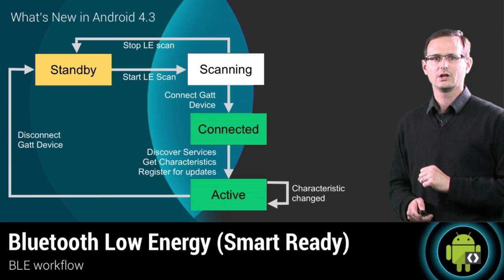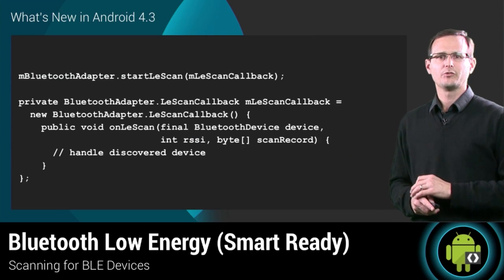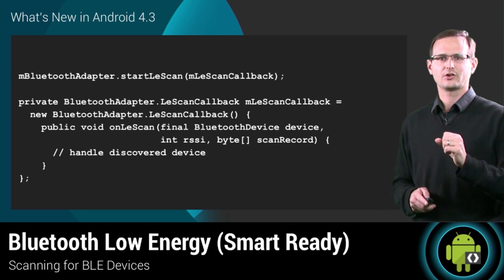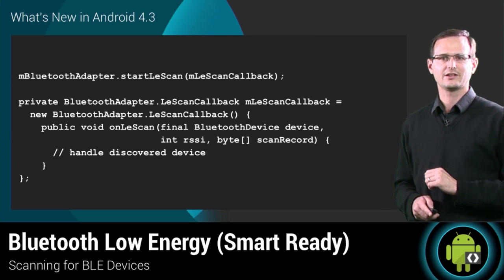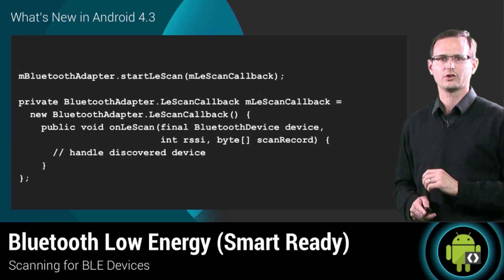You start by scanning for BLE devices, calling start_scan on the phone's Bluetooth adapter. The scan results are reported using this scan callback that reports any detected devices, a received signal strength indication, and the advertisement data describing the services available from that device.